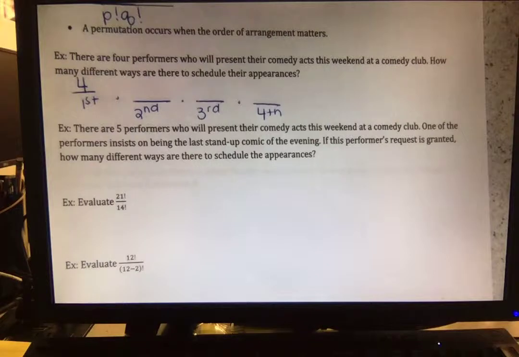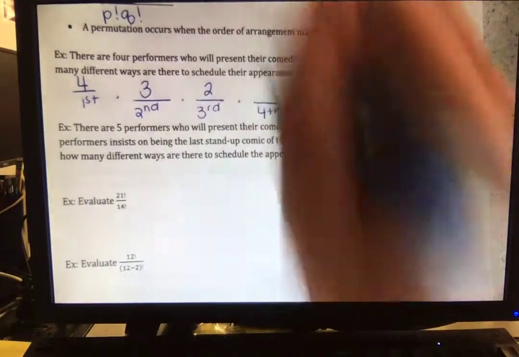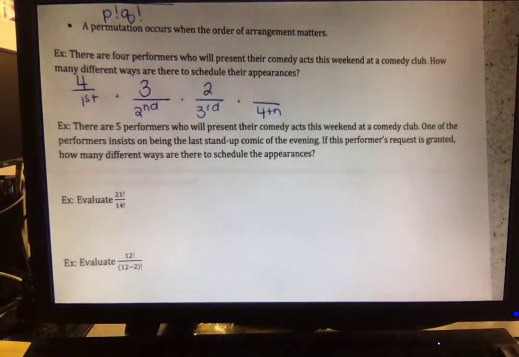So second, how many options of performers are there to go second? 3. Good. 1 person already went first. So now we're left with 3 options to go second. So how many options are there to go third? 2. 2 people are left over. And then last but not least, the last person is left to go fourth. So there's only 1 person left over. So we have 4 times 3 times 2 times 1.